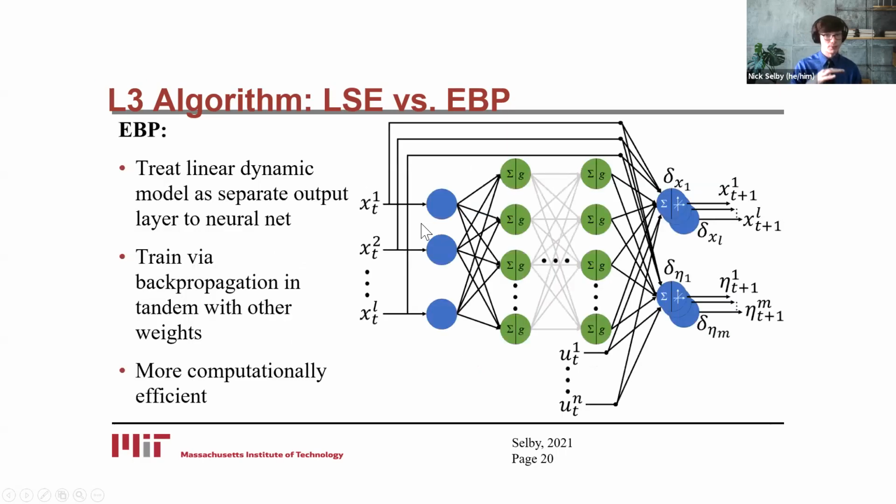There's another thing we can do, which is to just update everything using error back propagation. So we can treat the linear dynamic model as a separate output layer to the neural network. We can just tack it on as a linear output layer and then train everything, the linear dynamic model parameters and the neural network parameters, via back propagation in tandem with all of the other weights. This method is more computationally efficient, and what we found is it actually also produces better results, which is kind of cool.